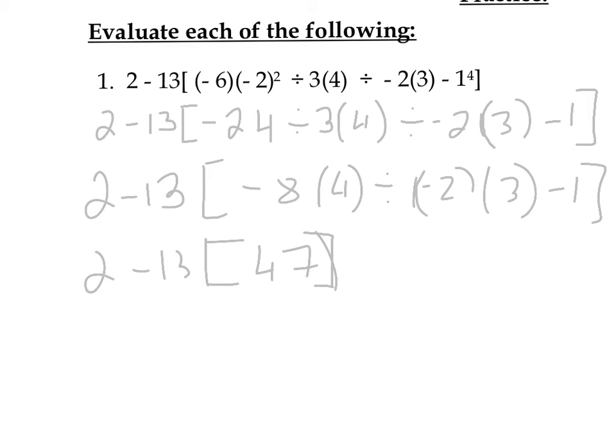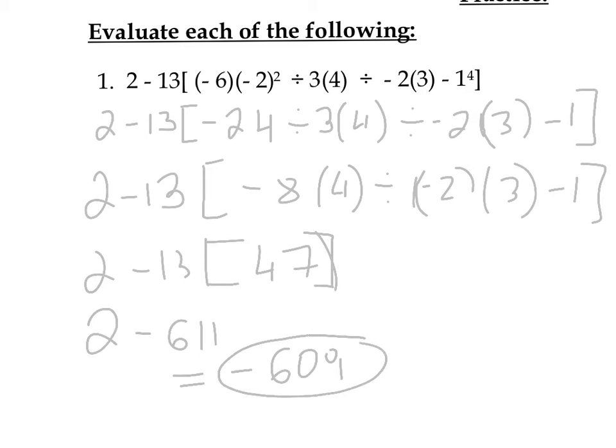And then I do multiplication first. 2 times negative 13 times 47. I got 611, so that'll be minus 611. So your final answer should be negative 609. Wow, that was a long problem.